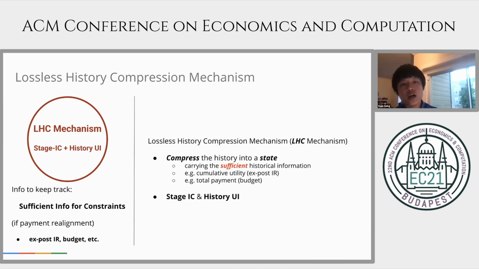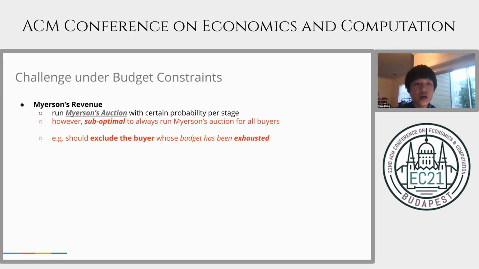So in summary, our reduction shows that it's without loss of generality to consider lossless history compression mechanisms, which we call LHC mechanisms. In this mechanism, basically we compress the history into a state, and the state will carry the sufficient historical information for us to recover the buyer's constraints. And furthermore, we also require the mechanism to be stage IC plus HUI. So with our mechanism design framework, we are able to design our competitive mechanism. In this short talk, I will not go deeply into our design of the mechanism. And here I will highlight one challenge.